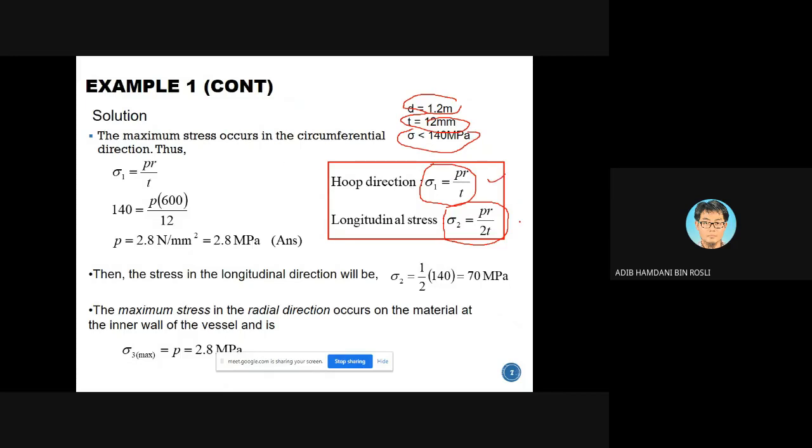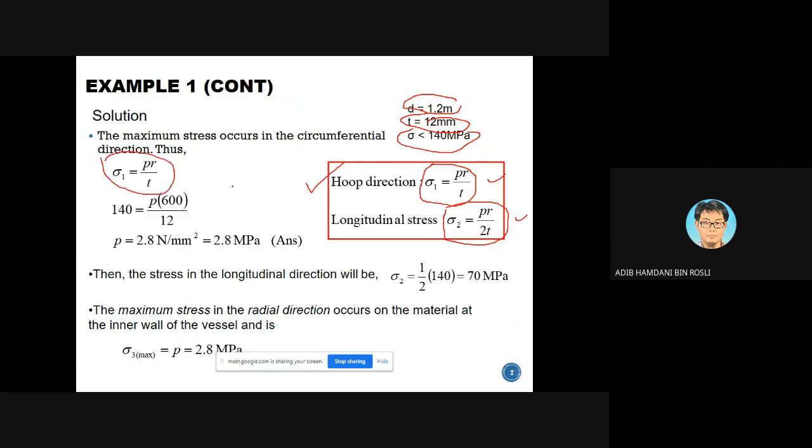Hoop or longitudinal? If we understand this, actually for the cylindrical pressure vessel, we need to evaluate the hoop. Why? Because for a given P, the same internal pressure P, you will have the hoop stress bigger than the longitudinal, which means that the hoop stress which is generated will be larger than the limiting stress, right? So you have to evaluate this.